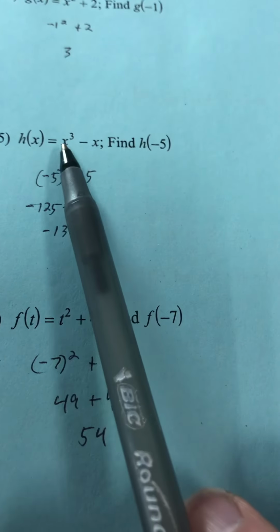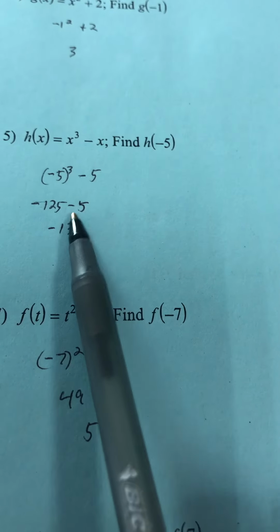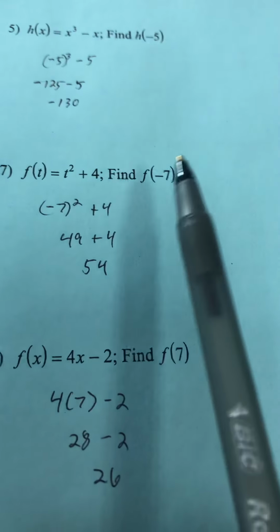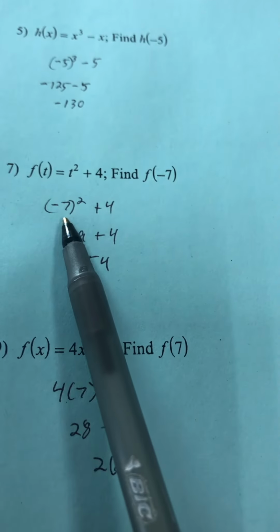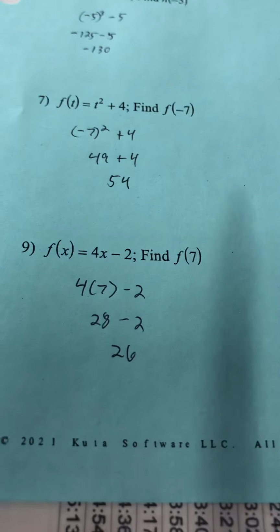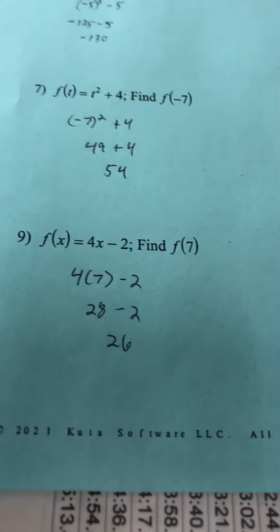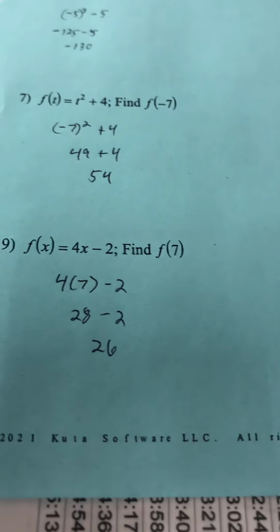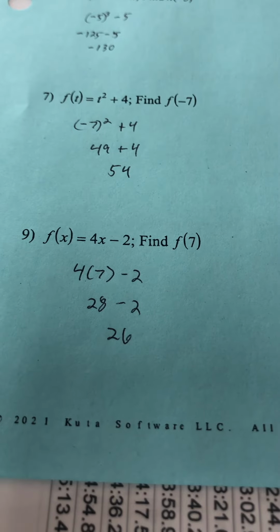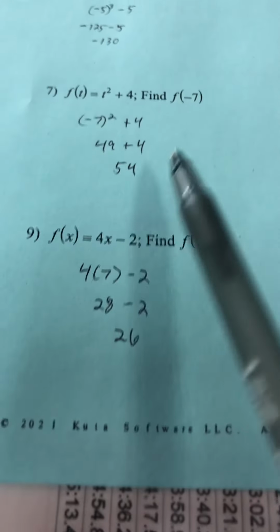Plug in negative 5 for x. I plugged it in, solve it, I get negative 130. I plug in a negative 7. You can see my steps. And hopefully you're pausing this and go ahead and try the even ones. If you make a mistake, learn from it. That's how you learn. That's how we make progress.